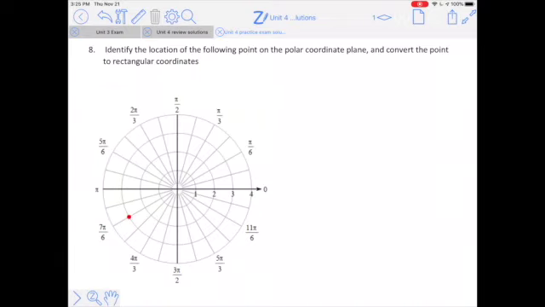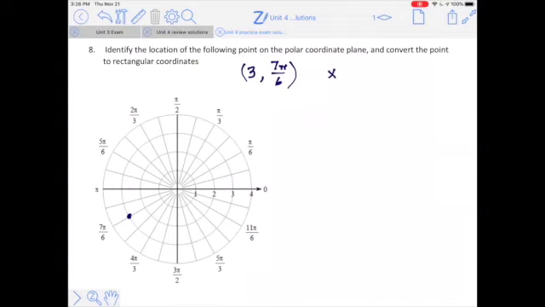So for question 8, we just need to identify the coordinate location of that point on the polar plane. So it's on the third circle, and the angle it makes is 7 pi over 6. So this is in polar coordinates. We need to convert this to rectangular coordinates.